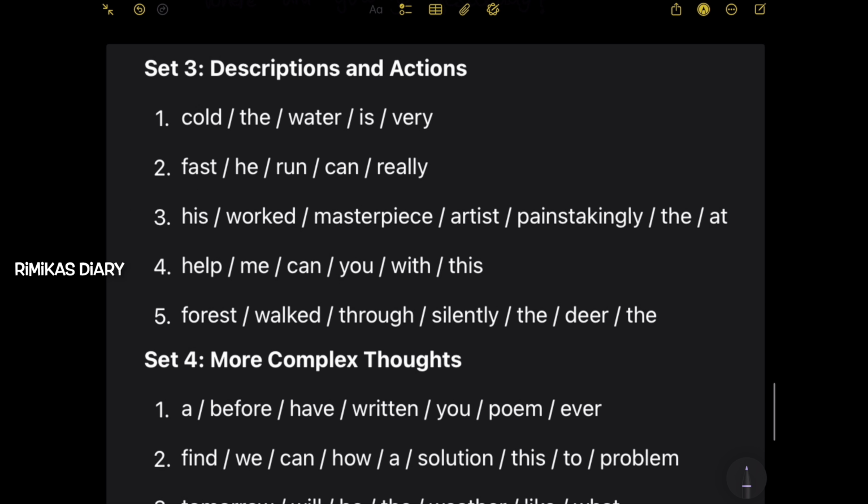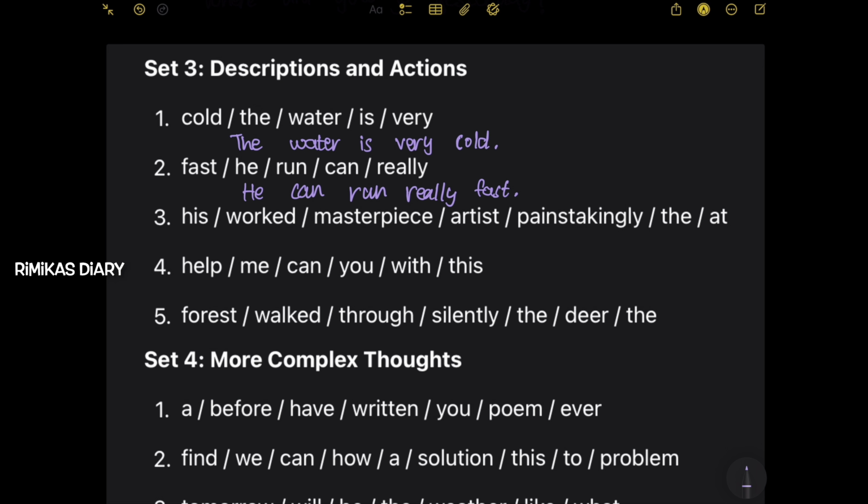The third set is full of descriptions and actions. Cold, the water is very. The water is very cold. Fast he run can really. He can run really fast.